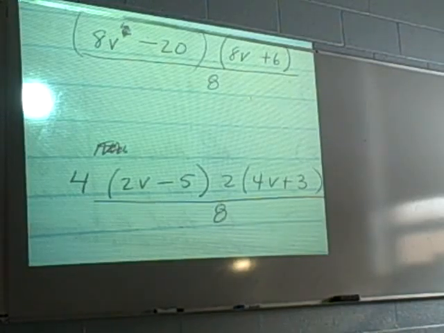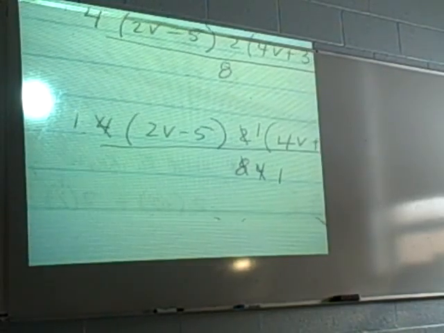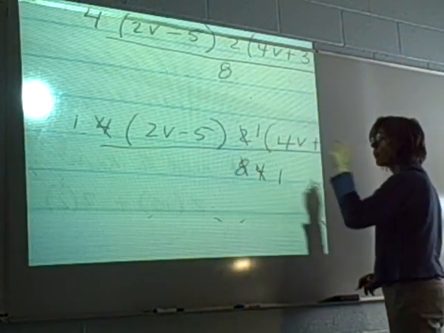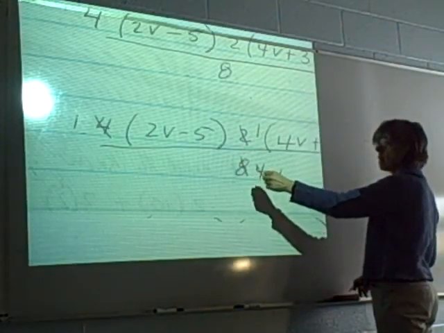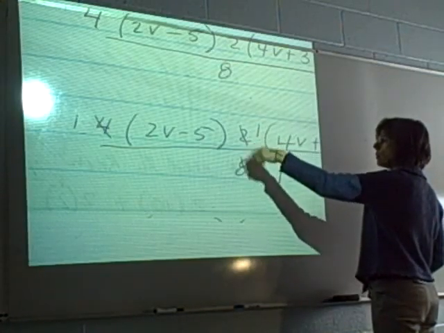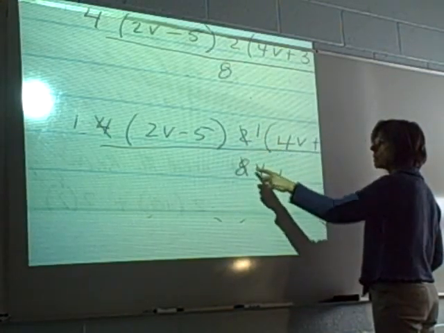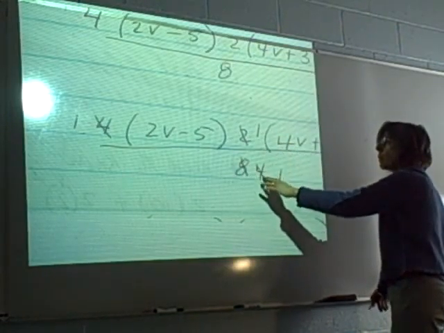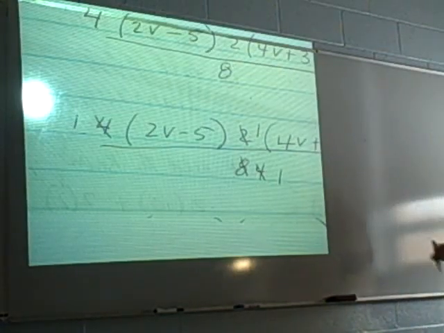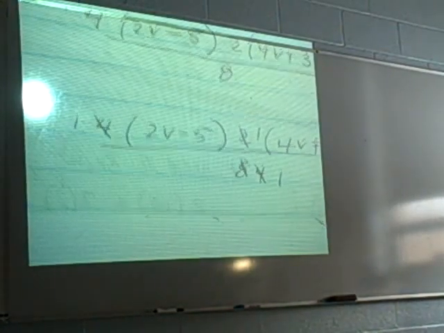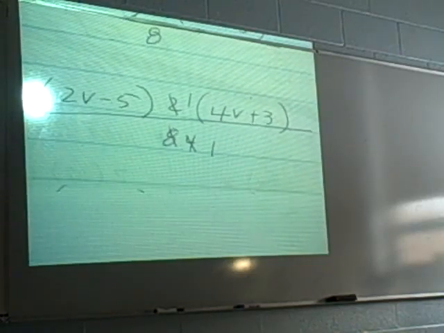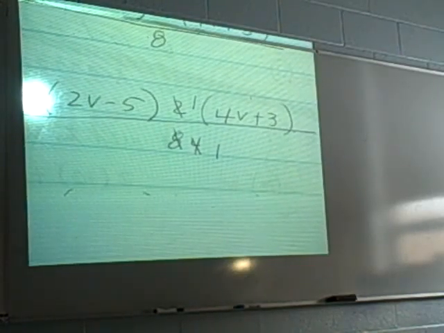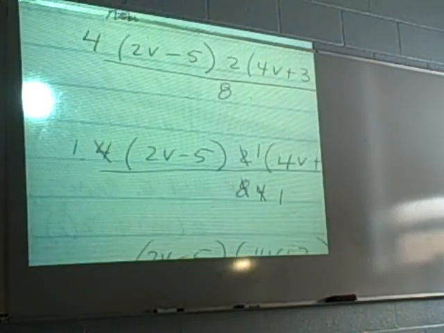So I know that I can simplify the 4 and the 8. 4 goes into 4 once, and it goes into 8 twice. 2 and 8: 2 goes into 2 once, and 2 goes into 8 4 times. And then I was able to cross out the 4 and the 4. And what are the factors? The factors are 2v times 4v plus 3. So you just divide it out. I just canceled out all of these.